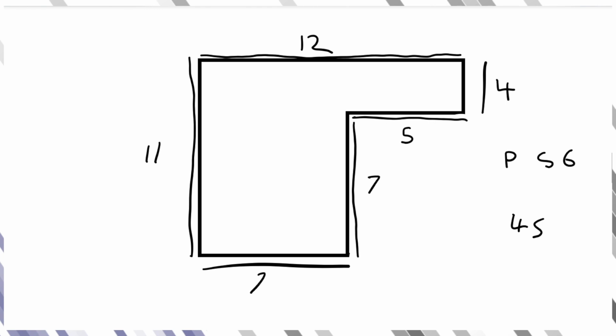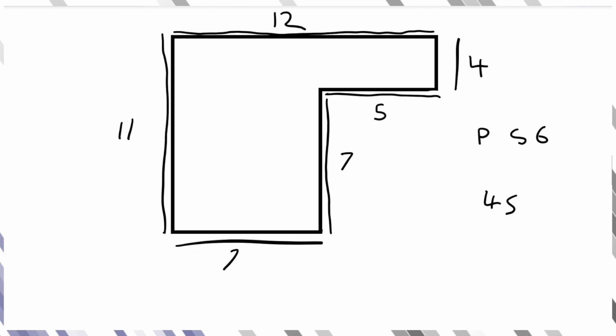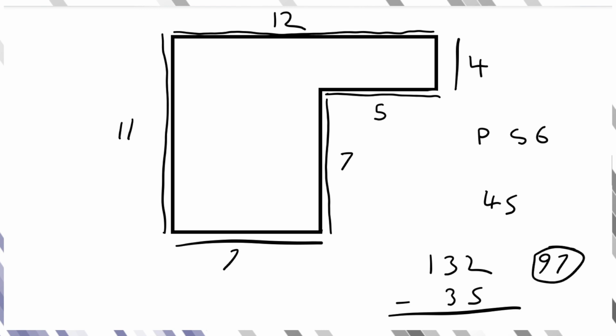Alright, for the area, let's try this method where we find the area of the whole thing and then take away this smaller one. So we've got 11 times 12, which makes 132, and the two smaller ones times together to make 35, and then if we take 35 from 132, we get 97. So the area would be 97.